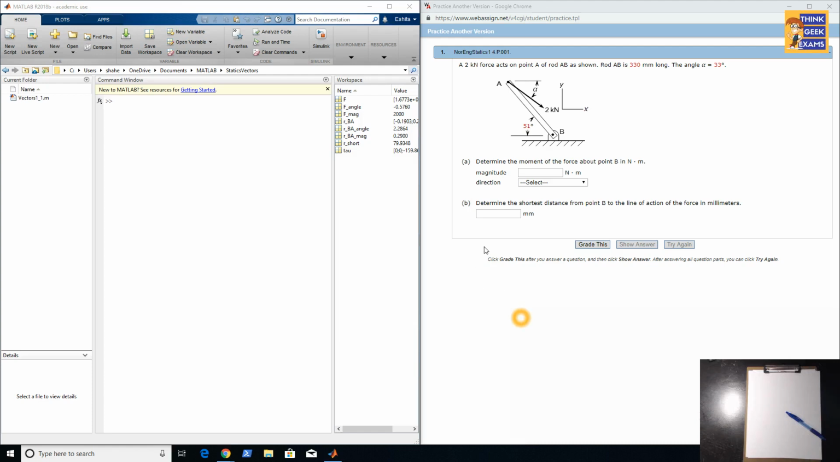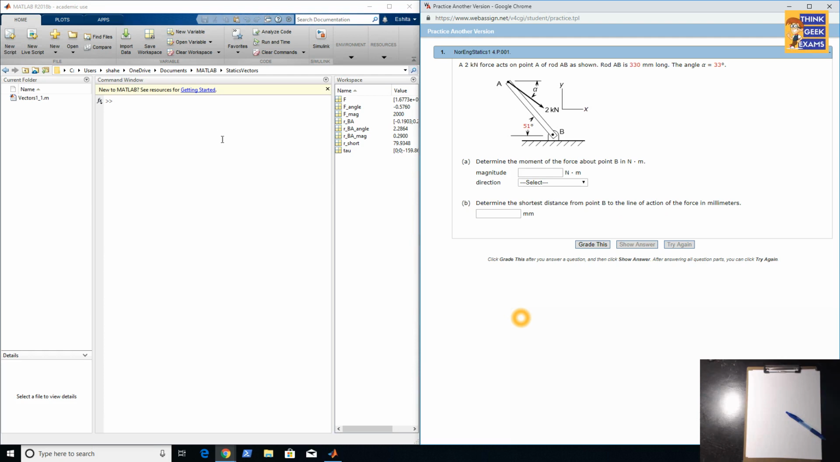So this one is a statics homework with moments in it, and here we have a hinge of sorts with a lever. Right here there's a force going in this direction, which is alpha from the horizontal. Alpha is 33 degrees, the force is 2 kilonewtons, and the hinge is at 51 degrees from the horizontal. The question is, what is the magnitude and the direction of the moment of the force at point B? And then we have to find the shortest distance from point B to the line of action of the force in millimeters.